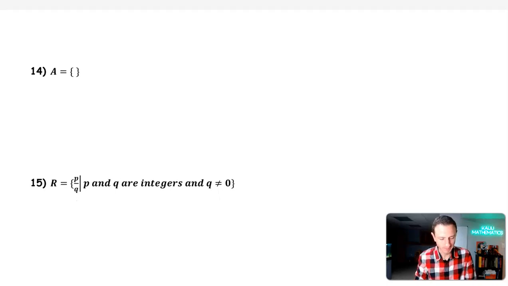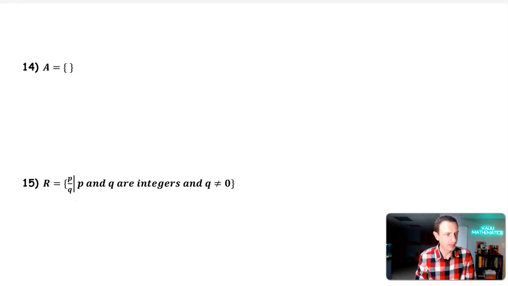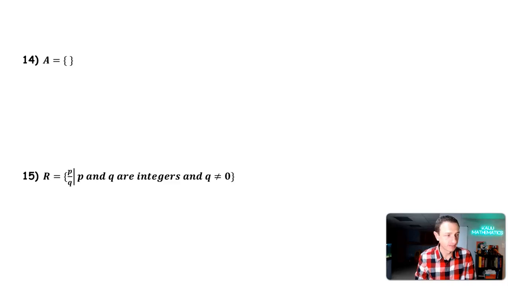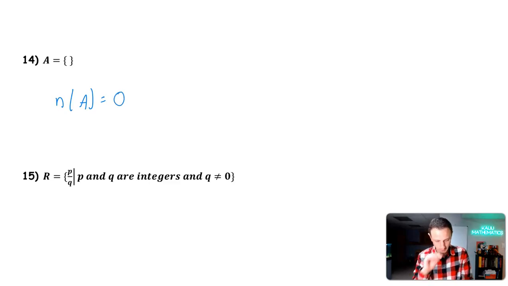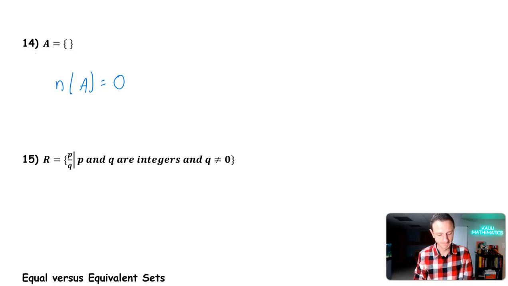Next one, number 14. We have A equals the empty set. That's just the empty braces. So the empty set doesn't have any elements in it, so the cardinal value of the empty set, n of A, is equal to 0. There are no elements in the empty set.